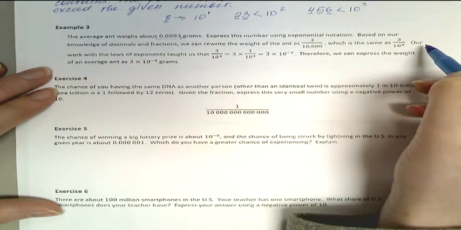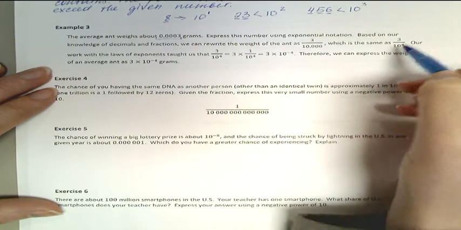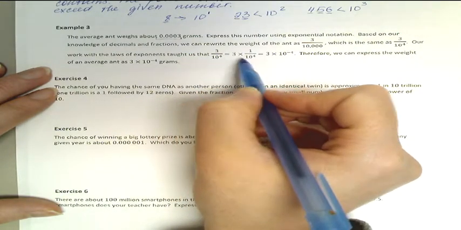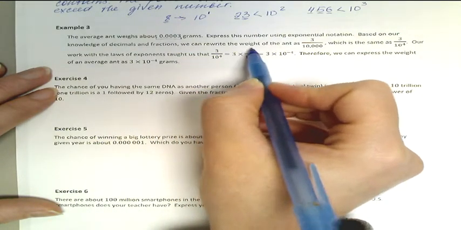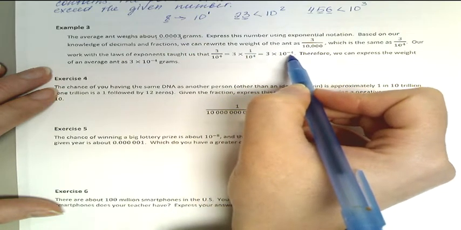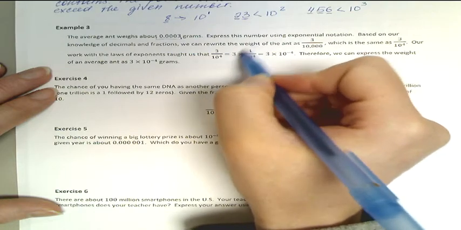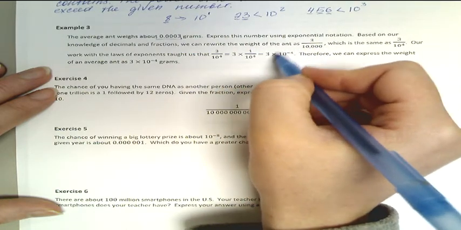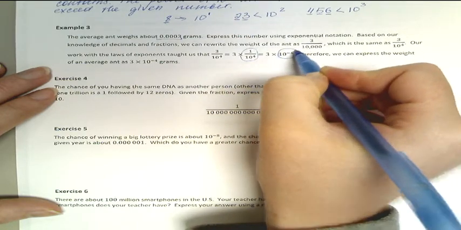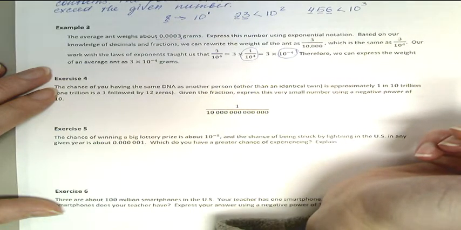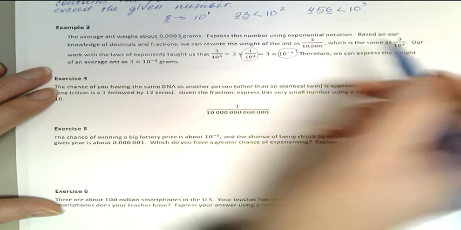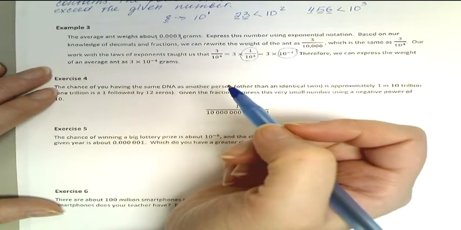We know that when we have 10 to the 4th on the bottom of the fraction, we can rewrite it as 3 times 1 over 10 to the 4th, which is 3 times 10 to the negative 4th, because 1 over 10 to the 4th is the same as 10 to the negative 4th. I'm going to do it a little bit heavier for you so you can see that. Therefore, we can express the weight of an average ant as 3 times 10 to the negative 4th grams.